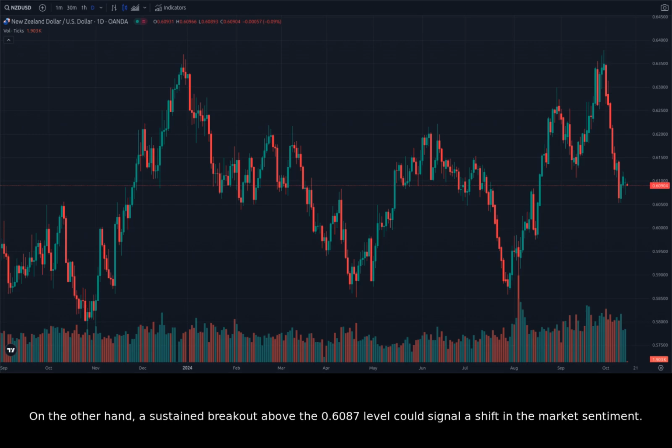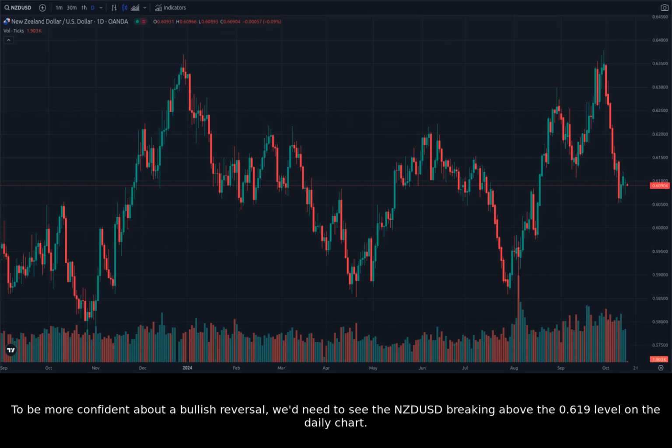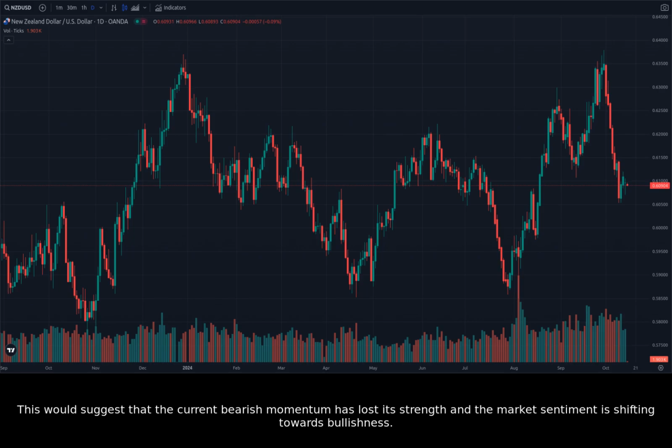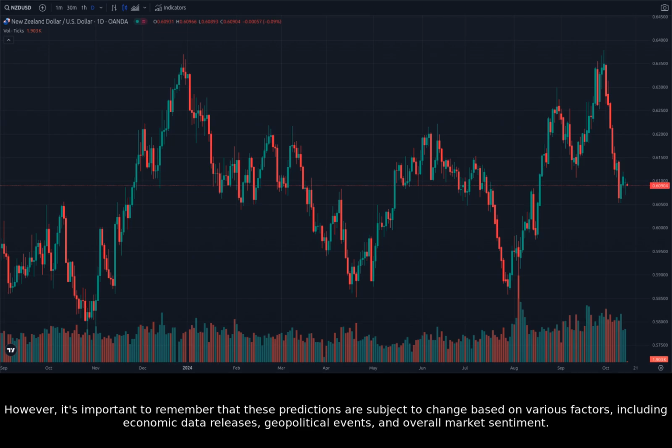On the other hand, a sustained breakout above the 0.6087 level could signal a shift in the market sentiment. To be more confident about a bullish reversal, we'd need to see the NZDUSD breaking above the 0.619 level on the daily chart. This would suggest that the current bearish momentum has lost its strength and the market sentiment is shifting towards bullishness. However, it's important to remember that these predictions are subject to change based on various factors, including economic data releases, geopolitical events, and overall market sentiment.